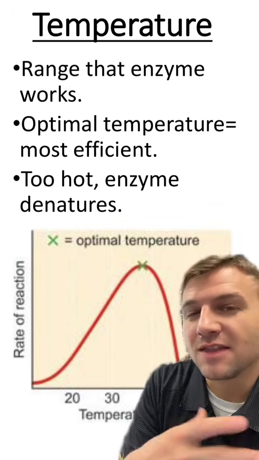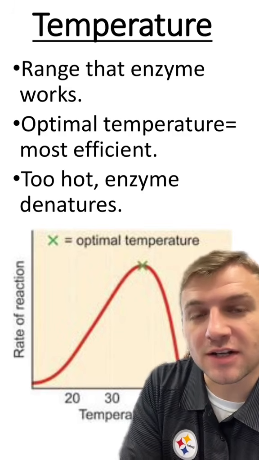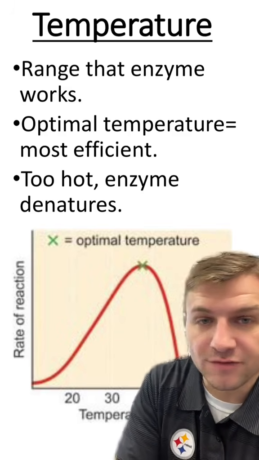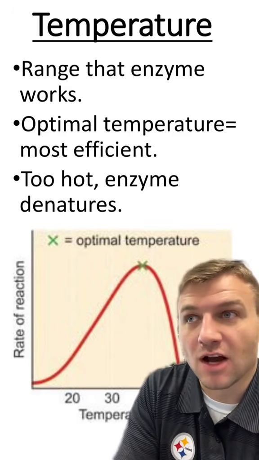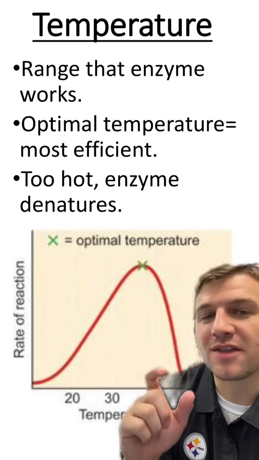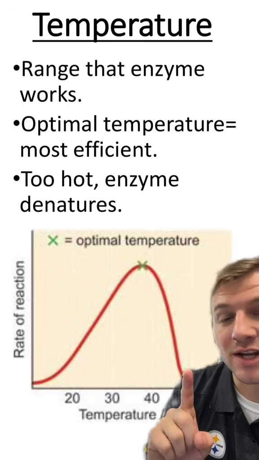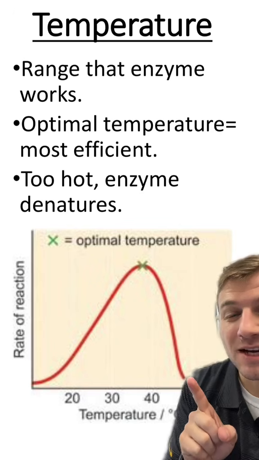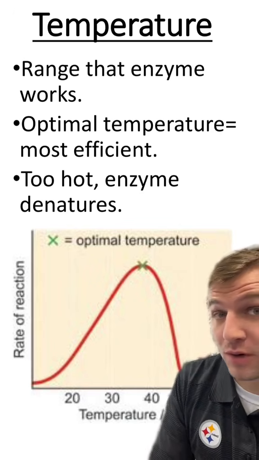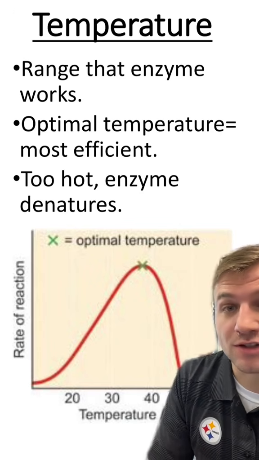Temperature is next. There is a specific range at which certain enzymes will work, and that is different for each enzyme, but all enzymes have an optimal temperature. That is the temperature where they're most efficient. Past this point, you're going to see that the enzyme reaction rate goes straight down. That's because at this point, the enzyme or protein is going to denature, which means it starts to break down.